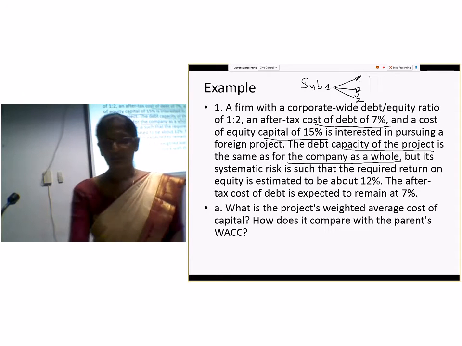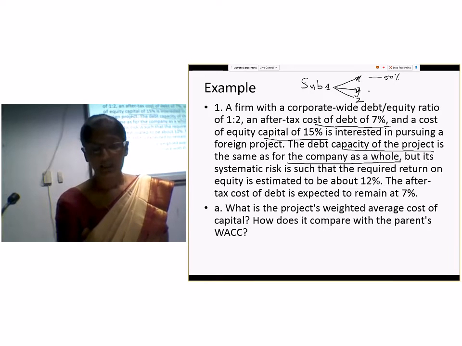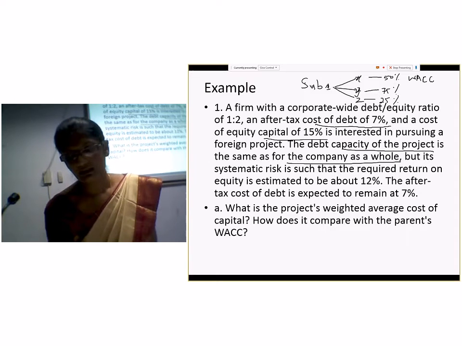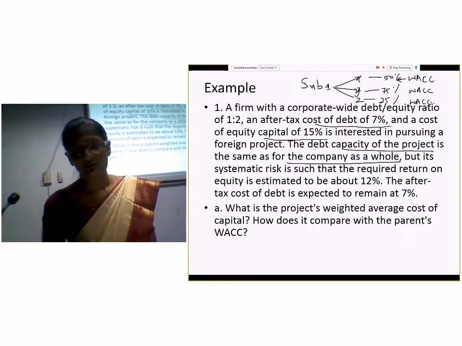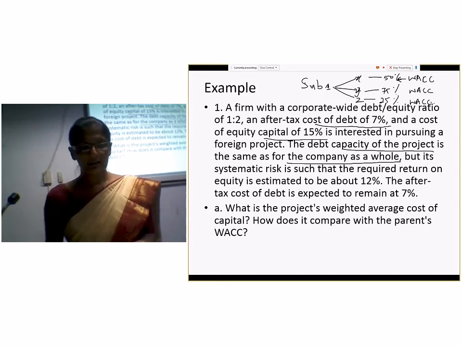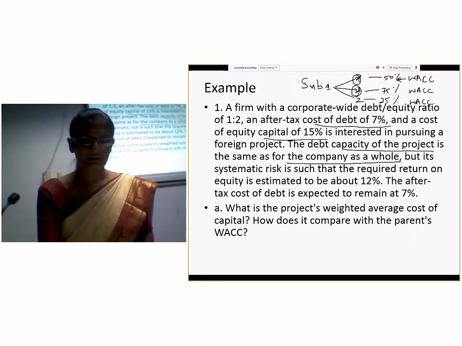So this project risk would be, let's say for example, 50% riskier than the parent company. This one is 75% riskier. This one is only 25% riskier, right? So when we calculate the WACC for these projects, we have to base it on the right risk associated with the particular project. Otherwise, we are not calculating the relevant required rate of return of these different projects, right?